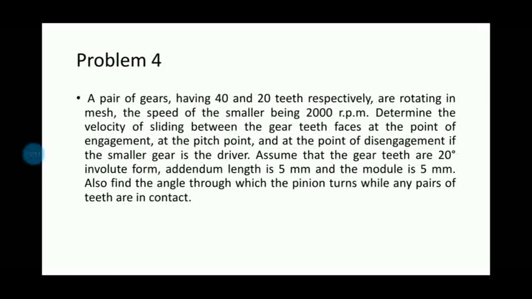Then, for the same problem, the angle through which the pinion turns, you have to use the previous expression, arc of contact. Then for that you have to find path of contact. So similar question, so find it.